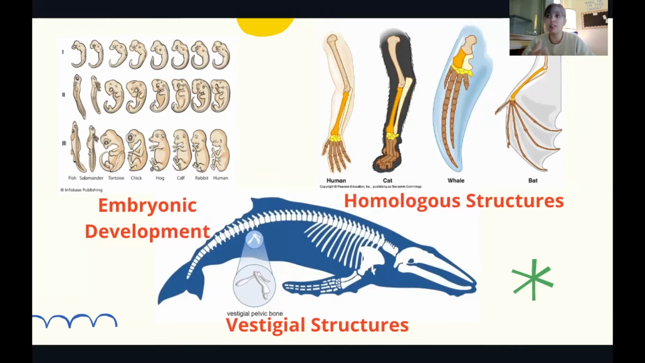In humans, we can see this in an appendix. We have an appendix which was used to digest plant material. However, we don't have a huge diet that consists of plant matter, so we don't need an appendix anymore, but it's still there.